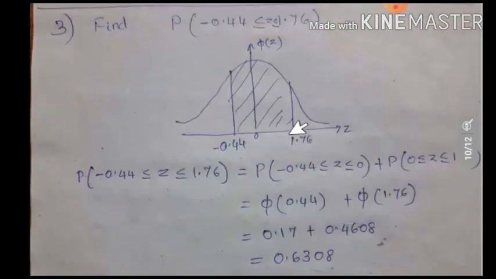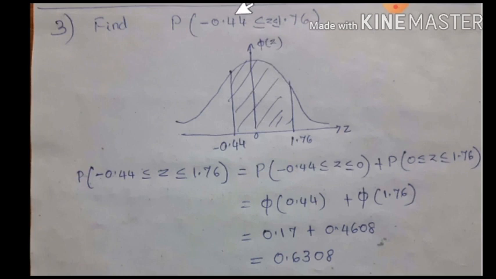Next, let me take one more example. Now I want to find the area between minus 0.44 to 1.76. Since there is a minus value, you should draw on the left side of 0. These lines are roughly taken values, drawn randomly. Okay.